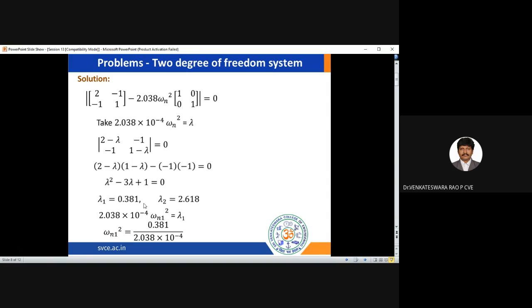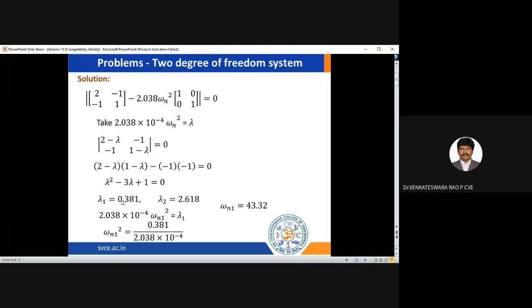Okay. So once after getting this lambda, because ultimately we need to focus on natural frequency, not the lambda. Just only for easy simplification, this some constant into omega n square you have taken as a lambda. The square term, I don't want to bring it here. So that is why, for easy simplification, I assume some other thing like lambda, rho or gamma, something like that. But ultimately, finally we need to get what is the omega n. So lambda, if I take one value, okay, so 2.03 10 to the power minus 4 omega n square equal to lambda 1 if I take, and the lambda 1, let us say 0.381, and try to find out omega n1. So for each lambda, we can find out the corresponding frequency.